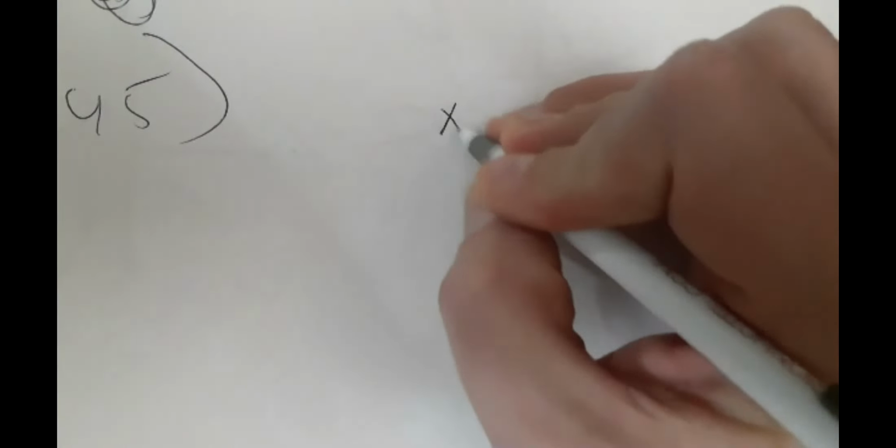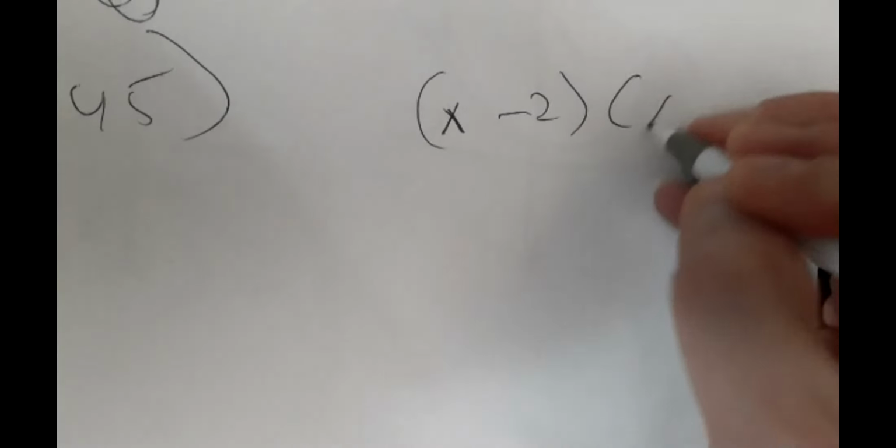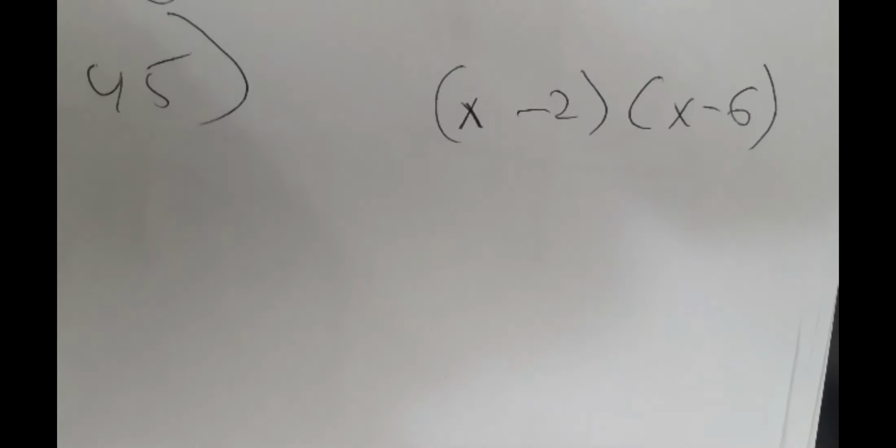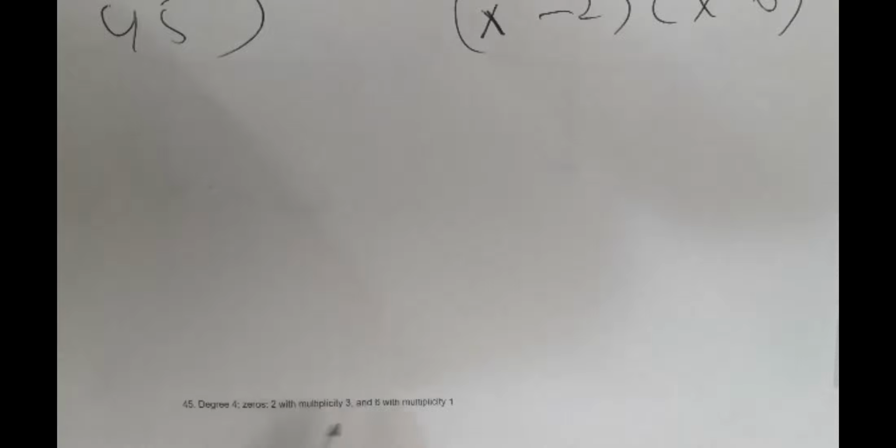The next thing is 45. 45 says degree 4, 0 is 2 with multiplicity 3, and 6 with multiplicity 1. Whew. So probably distinguishing your zeros from multiplicities might be one thing you messed up on, right? So don't flip those. The 0 is 2. So if the 0 is 2, my factor looks like x minus 2, and then another 0 is 6. So that factor looks like x minus 6.